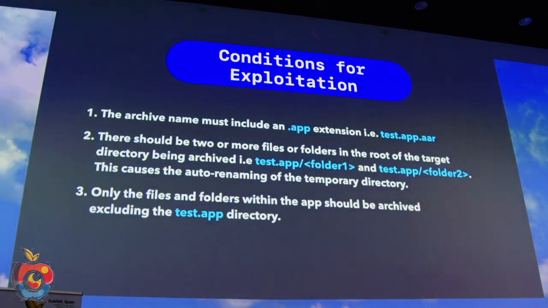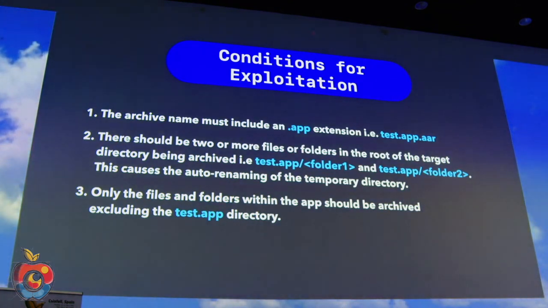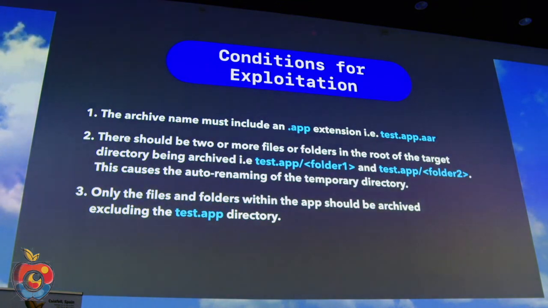As mentioned, the folder name containing our unarchived files is controlled by the user because Archive Utility creates this folder based on the specified archive name. Therefore, we can name our archive something like test.app.aar so that when it is unarchived, it will have a folder named test.app. Within this app, there will be the expected application bundle holding the executable. And again, there should be two or more files or folders in the root of the target directory being archived in order to trigger the auto renaming.